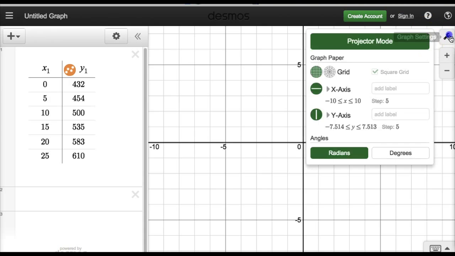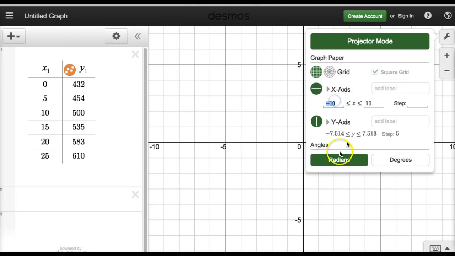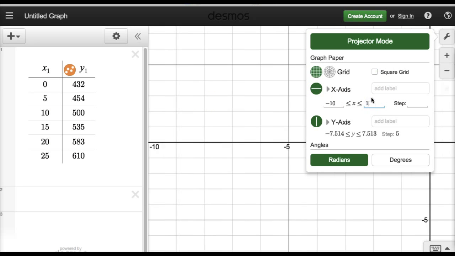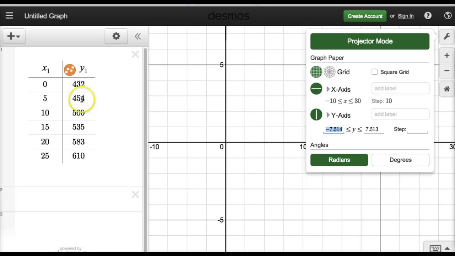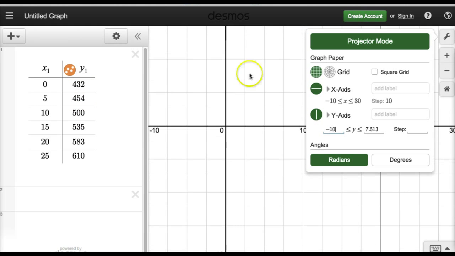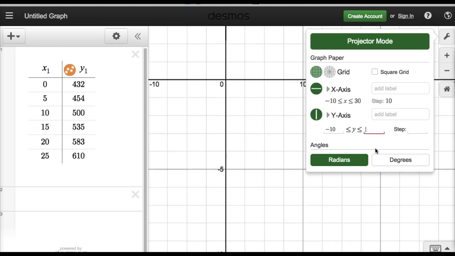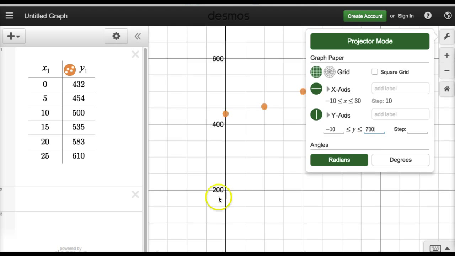Once you do that, as you can see, nothing's graphing over here, and we talked about using common sense. My x value should be from where? From negative 10, because it has to be smaller than 0 but the window bigger than 25. So I'm just going to put like 30. For the y-axis, it has to be smaller than 432, but I always like to start with negative 10. The biggest number is 610, so let me put like 700 and see if that looks good. And bam, it does look good.